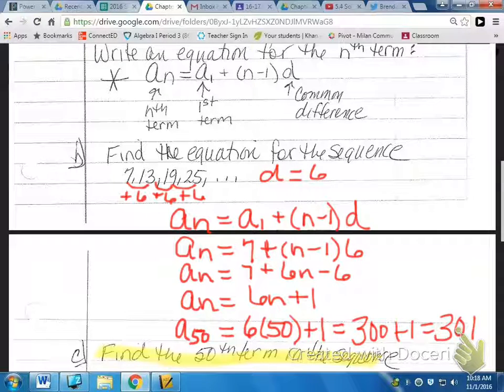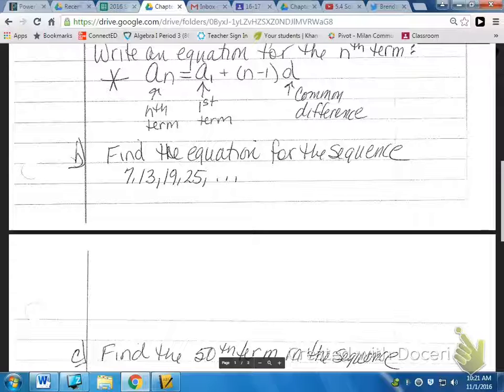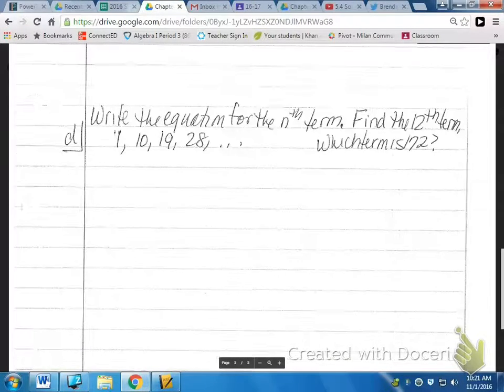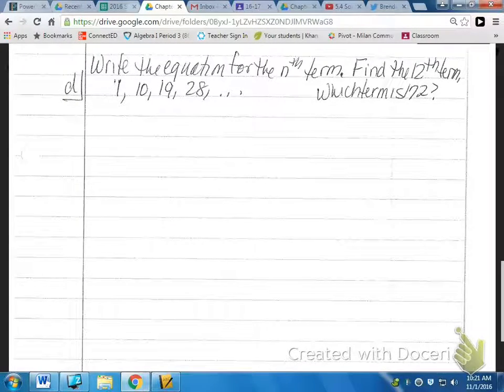Yes? Don't we still have to do something for the A50 at the beginning? No. That A sub 50 is saying the 50th term. Whatever little number you put down there, it's called a subscript, that's the term that you have. Okay, now let's look and see what else is down here. Okay, one more, good. It says, write the equation for the nth term. Find the 12th term, and then which term is 172.